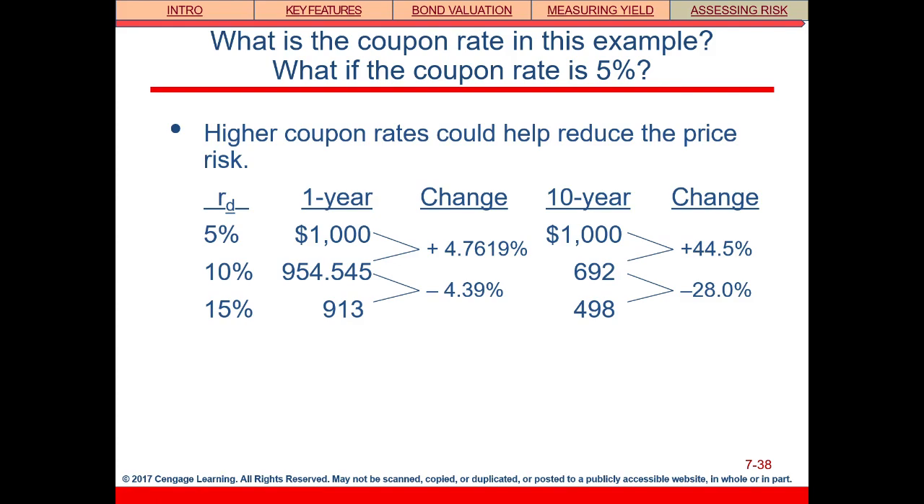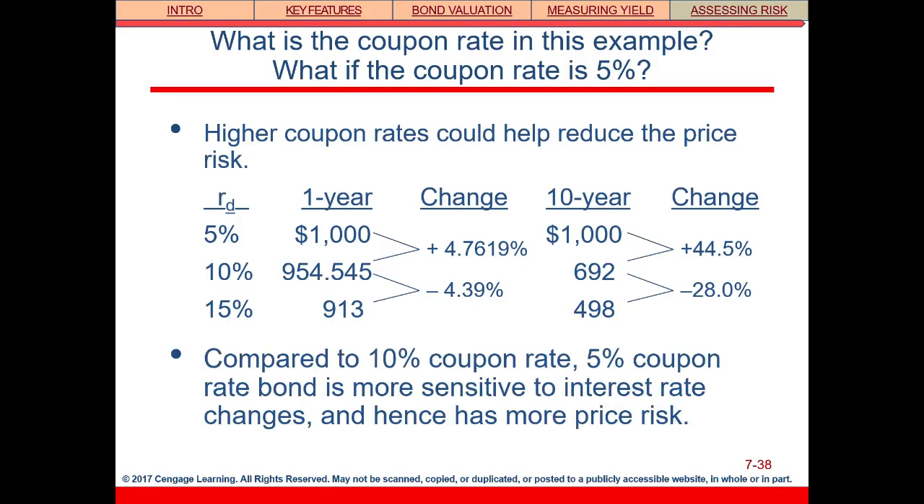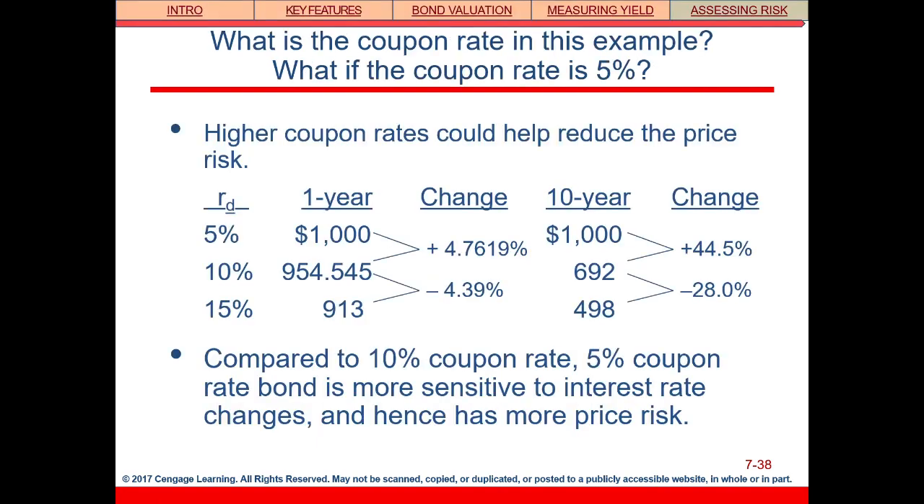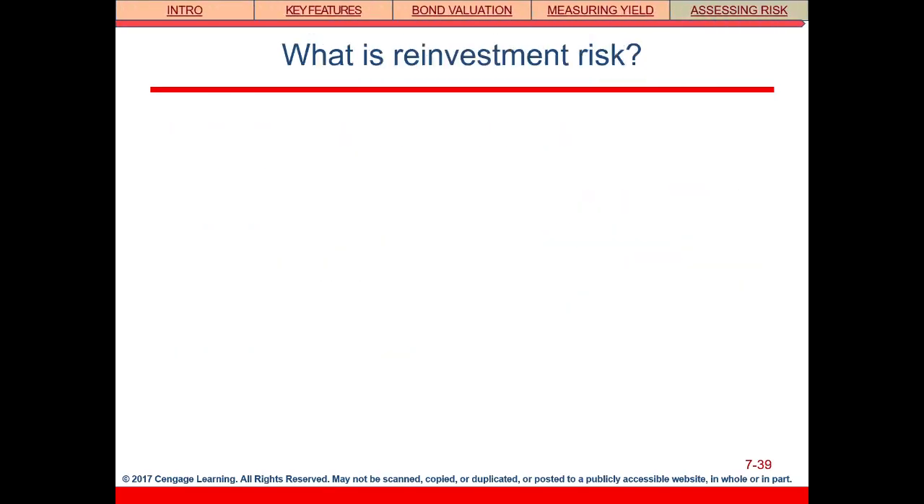But here is trying to break down the whole process of showing you how to compare the price and how to calculate the price change, and to show you how the coupon interest rate and the maturity affect the price risk. So compared to the 10% coupon interest rate, the 5% coupon rate bond is more sensitive to interest rate changes and hence has more price risk. Yeah. So now we have discussed price risk, and we discussed what is price risk and how maturity and coupon interest rate affect the price risk, right? The next part is the reinvestment risk, but we'll leave this to our last class of chapter 7.